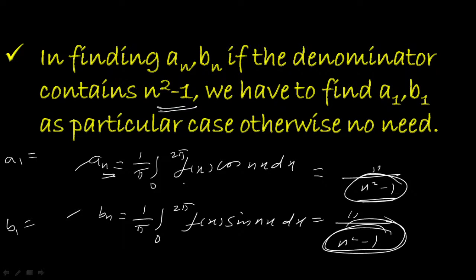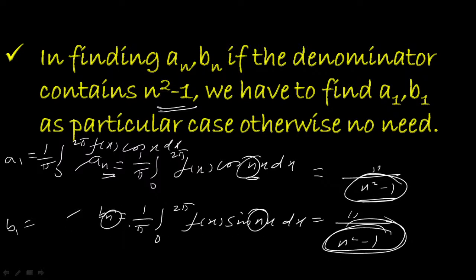What happens? a1 is equal to, here you replace n by 1. That is a1 is equal to 1 by π integral 0 to 2π f(x) cos x dx. This is the formula for calculating a1. Likewise, your b1 is, here itself you just replace n by 1. So that is equal to 1 by π integral 0 to 2π f(x) sin x dx, right? So from the general formula, you just substitute n equal to 1, and you get a1 and b1. This is a very important point you have to remember.